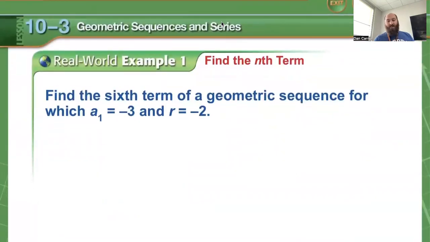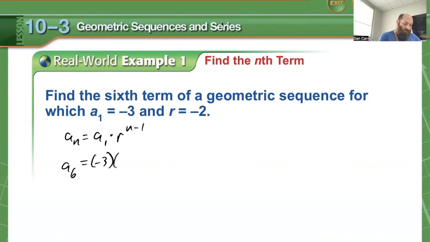First case, find the sixth term of a geometric sequence for which a sub 1 is -3 and r is -2. Again, if you want to, you can list out all the terms going from a sub 1 all the way up to a sub 6. But I want to do a little bit of a shortcut. So I'm going to say this: a sub n is equal to a sub 1 times r raised to the n minus 1 power. So in this case, it'll be a sub 6 is equal to a sub 1, which is -3, multiplied by a common ratio of -2, raised to the 6 minus 1 power.